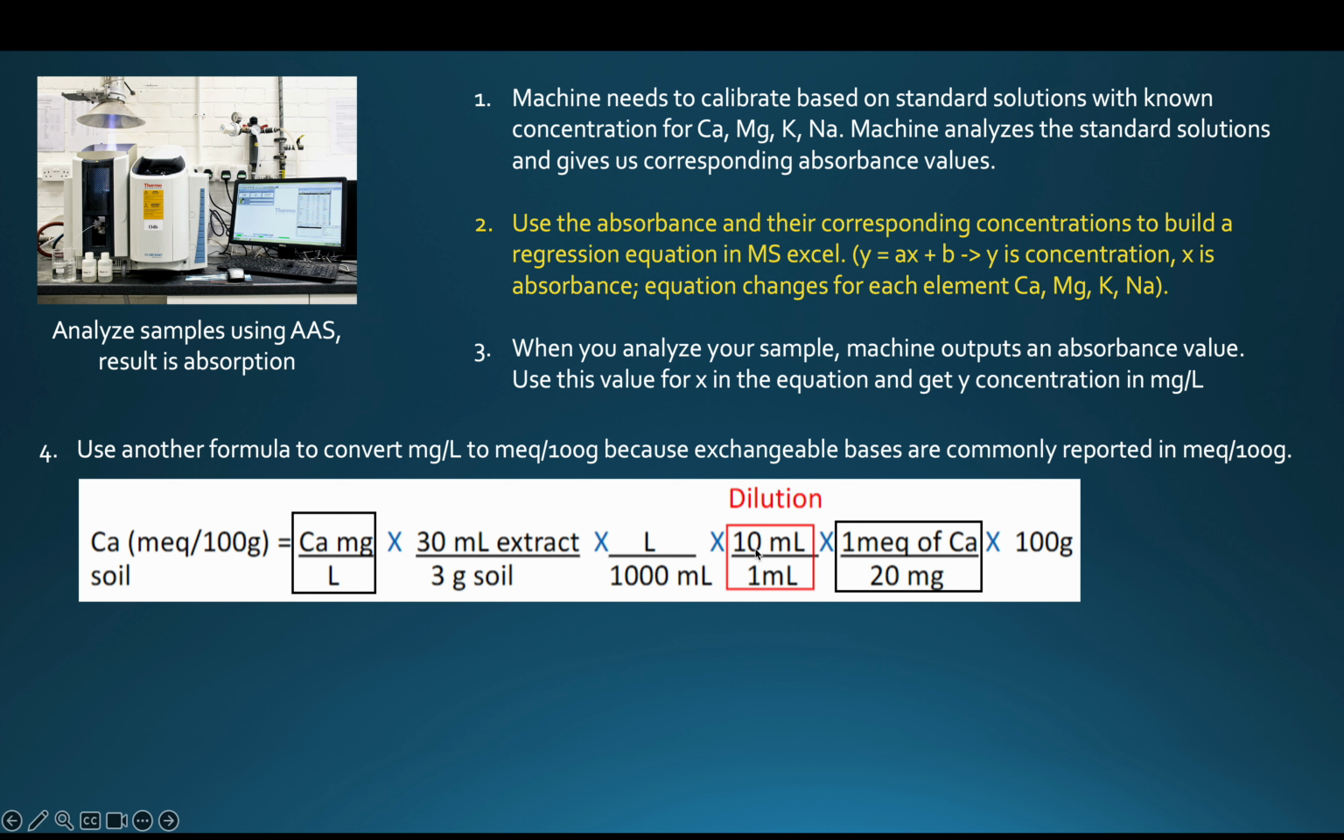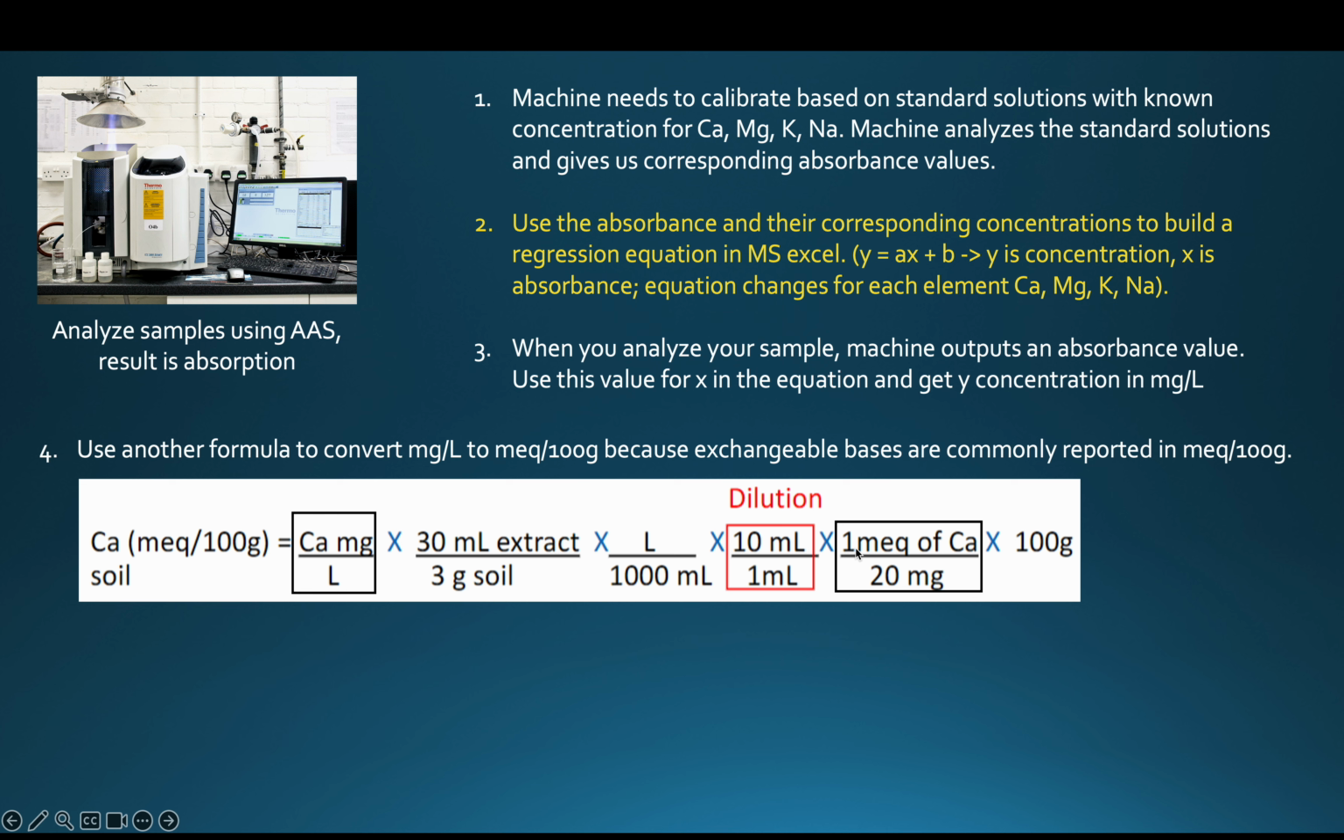All of them had the same dilution. All of them had the same extract and soil volume and mass ratio. This is just a unit conversion from liters to milliliters. And then specific to calcium is this ratio here, 20 milligrams per 1 milliequivalent.